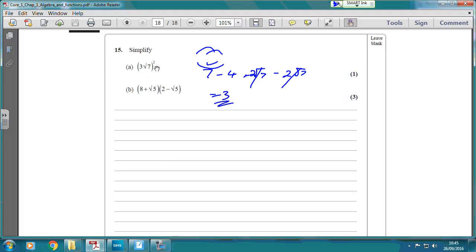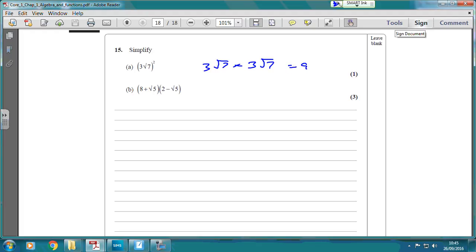One that is slightly different and caused quite a few people difficulties was 3 root 7, and then that's squared. So 3 root 7 times by 3 root 7. Here, we're just going to multiply the numbers together. So 3 times 3 gives us 9. Root 7 times root 7 gives us 7. It's going to be 9 times 7, which equals 63. Again, it's something that we've got to get used to doing, because we have to use that loads and loads, even in C1, when it comes to some of the different chapters later on.